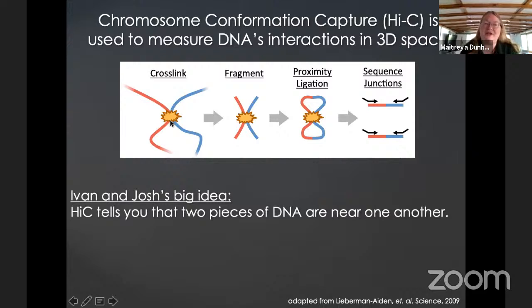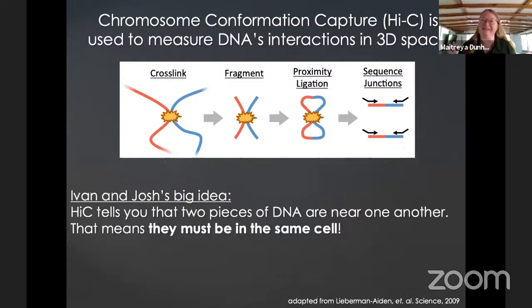So Ivan and Josh realized that that doesn't just tell you that they were close to each other, it tells you that they must have been in the same cell, right? So I still remember Ivan coming into my office with this idea, and I was like, you know what? I don't know anything about metagenomics, but that is such a cool idea, and it's so going to work that we need to do it. And so we started working on it, and it's worked out really well. And like I said, Ivan has gone on to start a company on the basis of it.